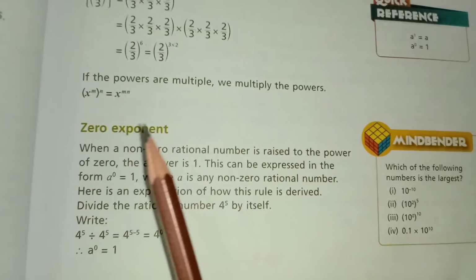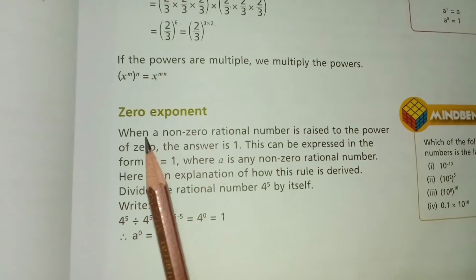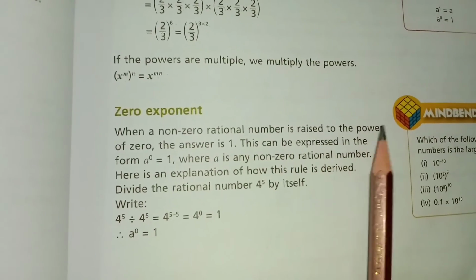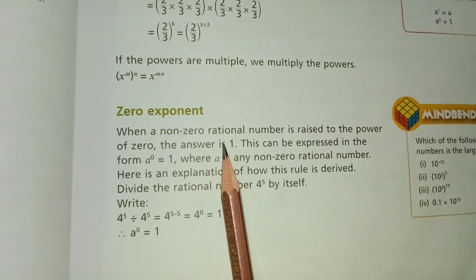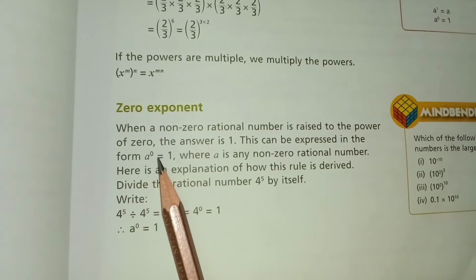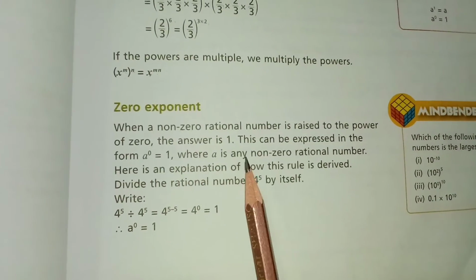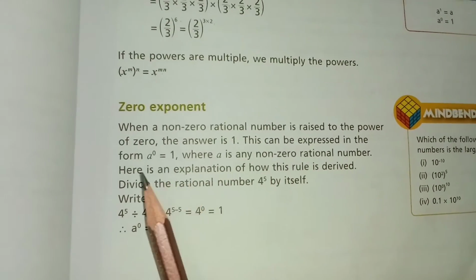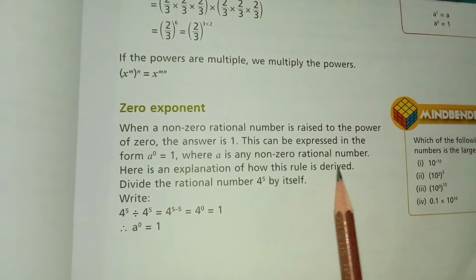So the next law is the zero exponent. When a non-zero rational number is raised to the power of 0, the answer is 1. This can be expressed in the form: if a power 0, then the answer is 1, where a is any non-zero rational number. Here is an explanation of how this rule is derived.